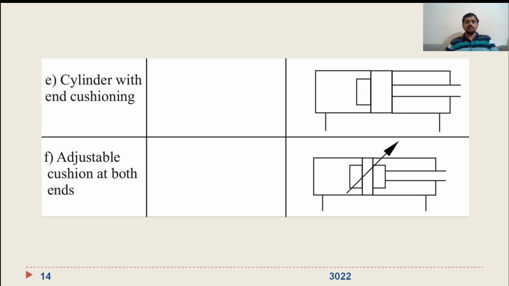Now, in order to maintain the clearance volume here, you can have a cushioning effect so that the piston will not hit the top of the cylinder. So you can have this cushion on one side or two sides. That is represented respectively like this.